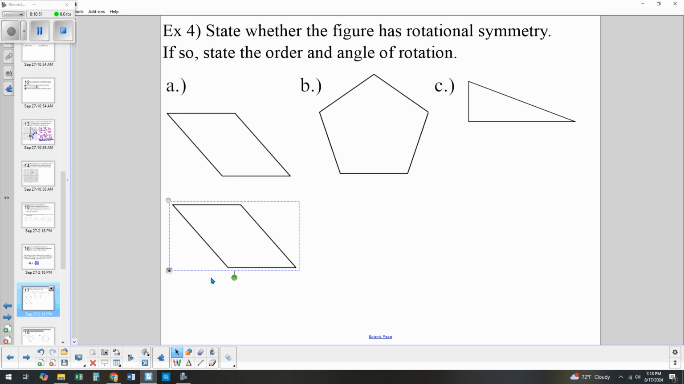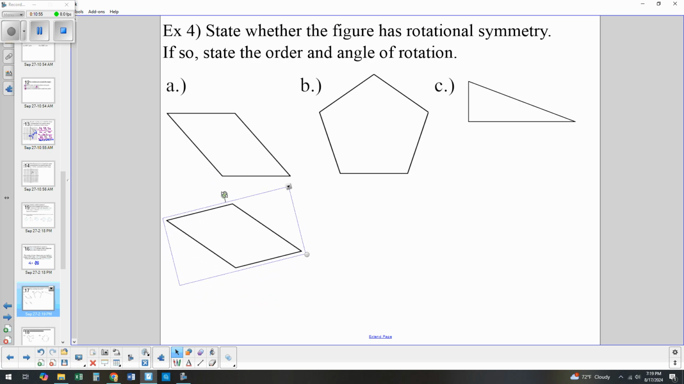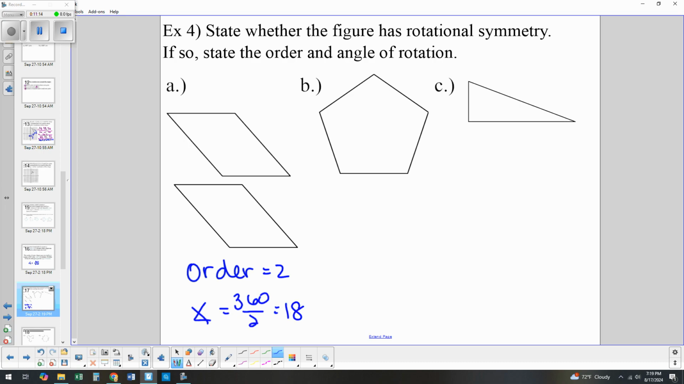So this is once already that it's looked the same. And then if I keep going, on the second turn is when it looks like it did with the green dot at the top. It's back to its original position. So this would mean that it has an order of 2. So the angle of rotation would be 360 divided by 2, or 180 degrees.